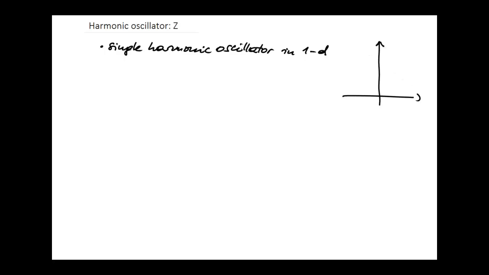Another simple system where we can experiment and try out the general framework that we had developed is a harmonic oscillator, a single one-dimensional harmonic oscillator. You all know from quantum mechanics the energy spectrum of a harmonic oscillator.